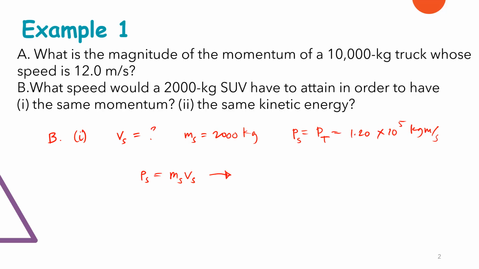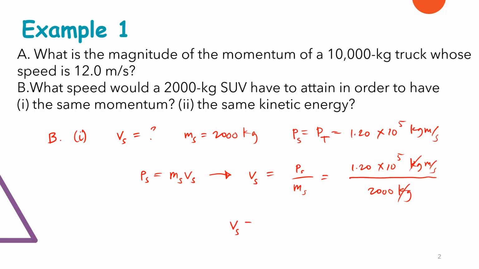From here, we can solve for the Vs, which is equal to Ps over Ms. And we know Ps is equal to 1.20 times 10 to the 5 kilograms meter per second over the mass of this SUV, which is 2,000 kilograms. You can cancel the kilograms, therefore the Vs is equal to 1.20 times 10 to the 5 divided by 2,000, that will be equal to 60. The unit is meter per second.